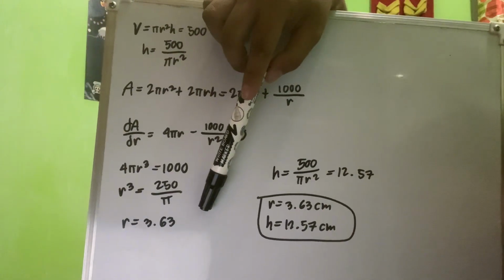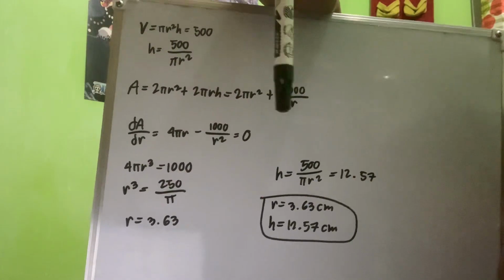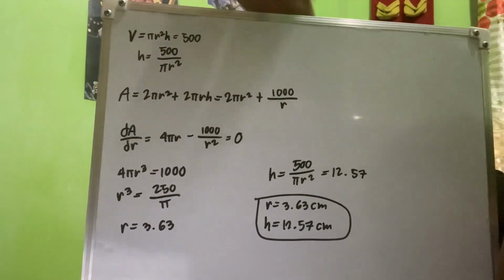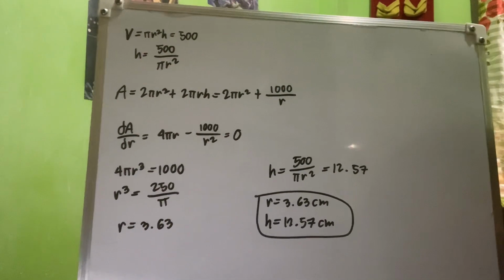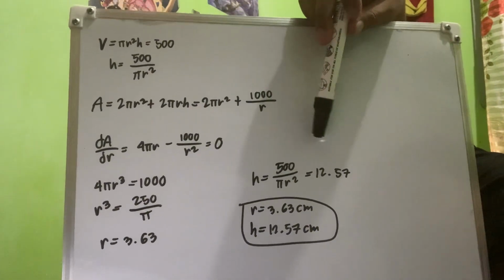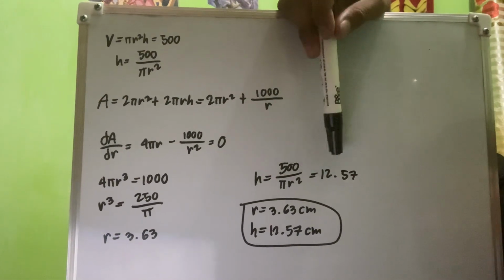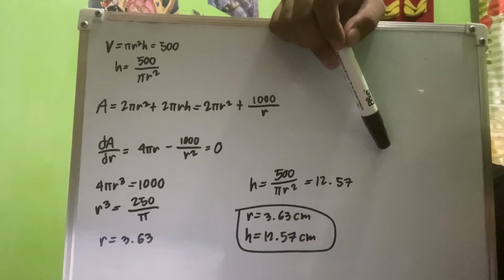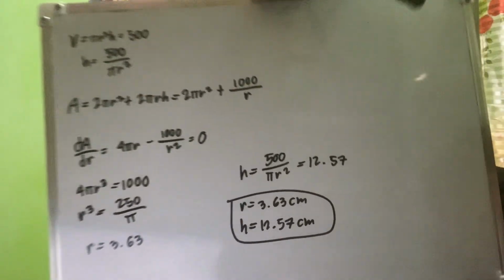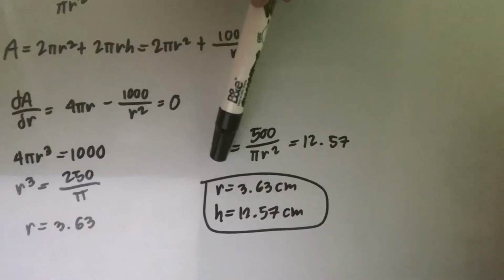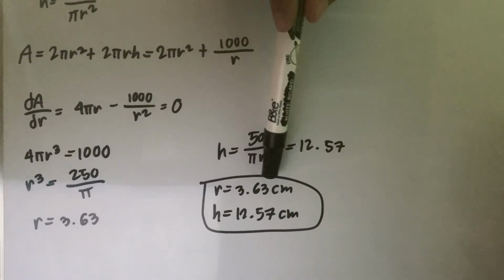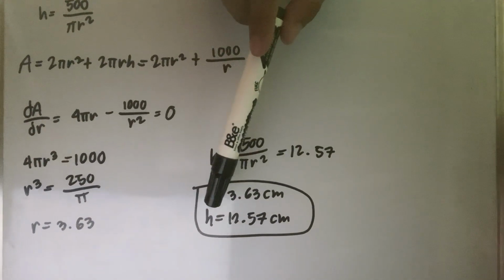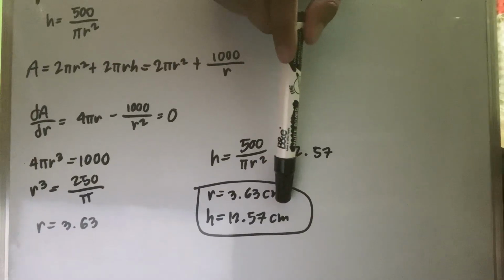So we have r. Now we're going to solve for h. Then h equals 500 over pi r squared equals 12.57. So we have the answer of problem number 12. r equals 3.63 centimeters and h equals 12.57 centimeters.